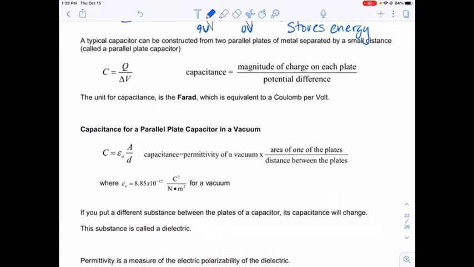The unit for capacitance is called a farad, which is equivalent to a coulomb per volt. The farad, by the way, is named for Michael Faraday, who was a very influential scientist at the turn of the last century.